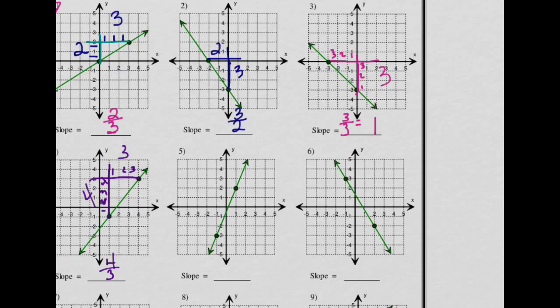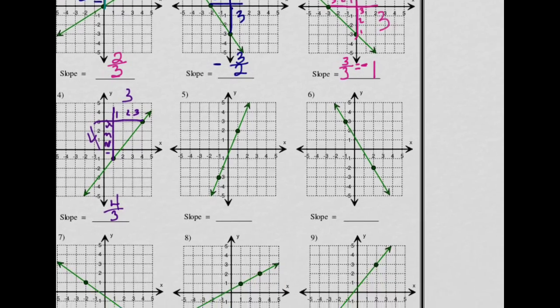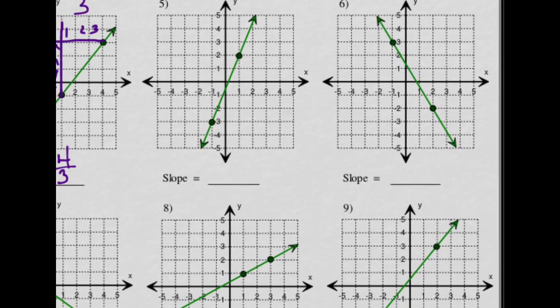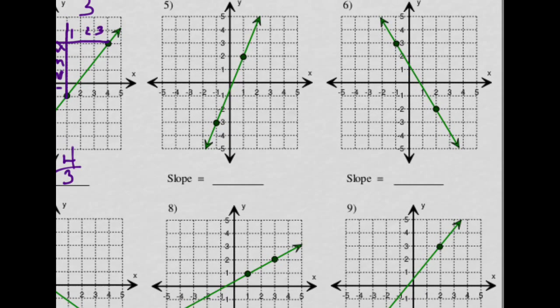Oh, we made a boo-boo. Look at number 2. Is number 2 a positive or negative line? It's a negative line, so I needed that negative out there. Number 3, it's a negative line, so it's a negative 1. Easy fix.